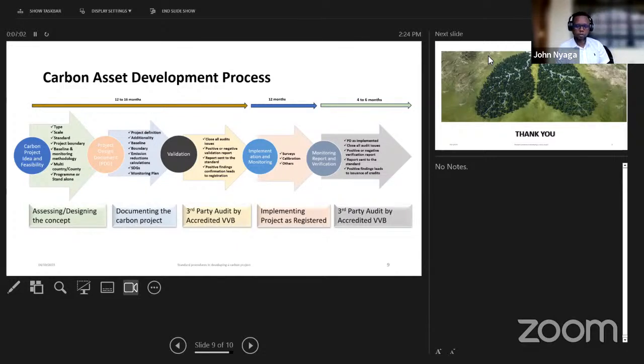For example, you can combine 2 activities. You can have a project that is planting trees as well as distributing clean cook stoves. So that forms a program. It has two things to follow up, and you'll find these 2 things also will adopt different standards. So your carbon project now forms more of a program than a standalone project. And this step, step 1, is what we call assessing and designing the concept.